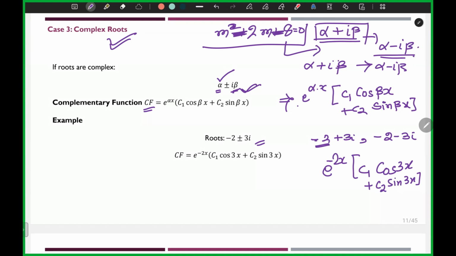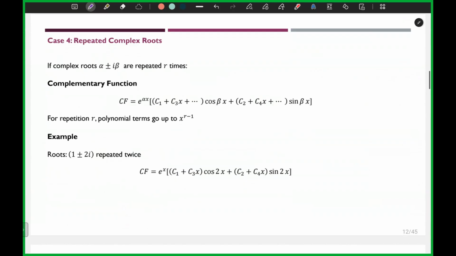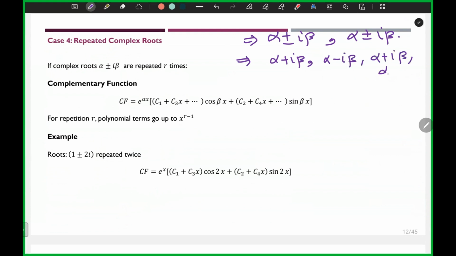Okay, here there may also be the case when these roots are repeating two times. So here it is a repeated complex root case. For example, if alpha plus minus i beta is occurring two times, these are actually four roots: alpha plus i beta, alpha minus i beta, alpha plus i beta, alpha minus i beta.